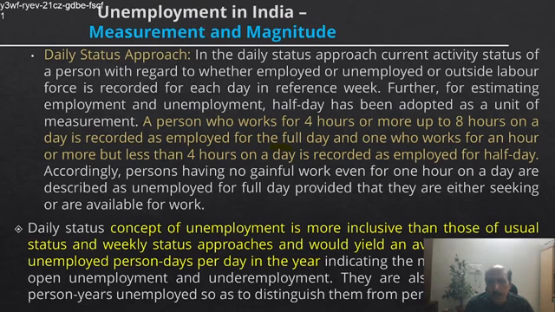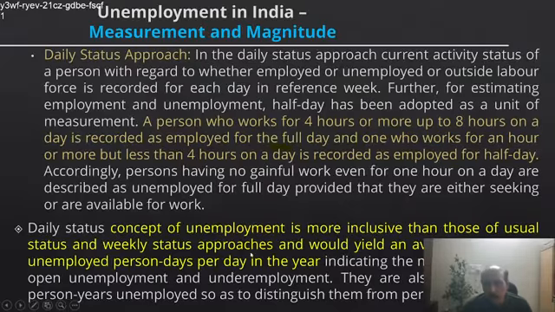If the person gets at least 4 hours job in a day, then we call it the half day employed. If he gets the job between 4 to 8 hours, we call it a fully employed person for a day. And therefore, if he gets the job for 4 hours or more, he is considered to be employed on daily status approach. Therefore, using these three, the activity status, that is usual status, the weekly status, and daily status, the unemployment is measured by the NSSO in their surveys.